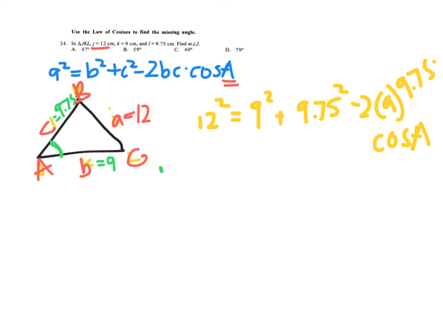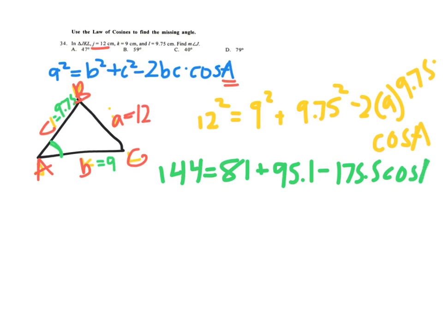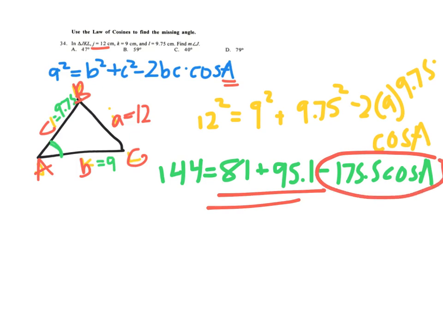We're going to simplify. 12 squared gives me 144. It equals 81, which is 9 squared, plus 9.75 squared, which is, I'm going to round, so we're going to call it 95.1, minus, and I'm going to do 2 times 9 times 9.75. That gives me 175.5 cosine of A. Now, I can put these front things together, but I have to leave this guy all by itself because it has that cosine of A attached. So I'm going to do 81 plus 95.1. When I do that, I get 176.1.